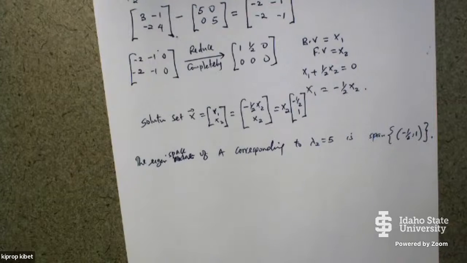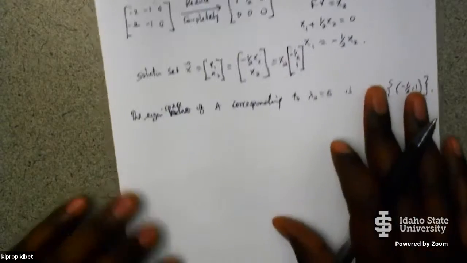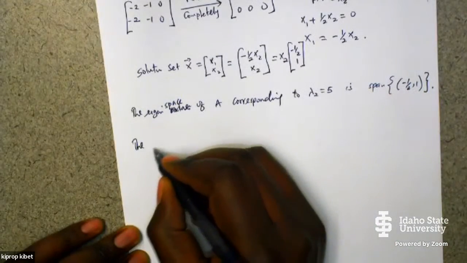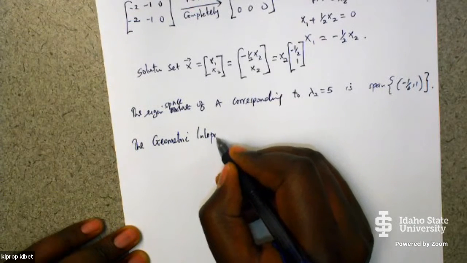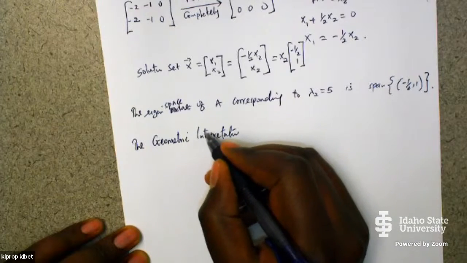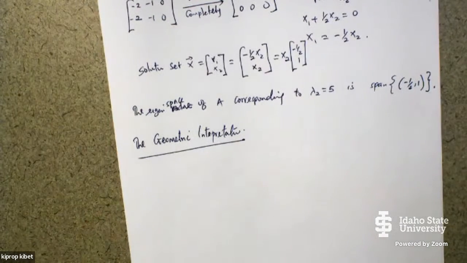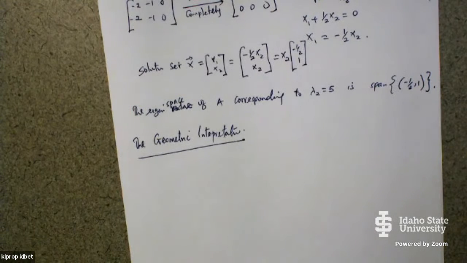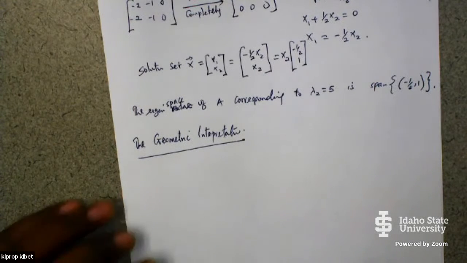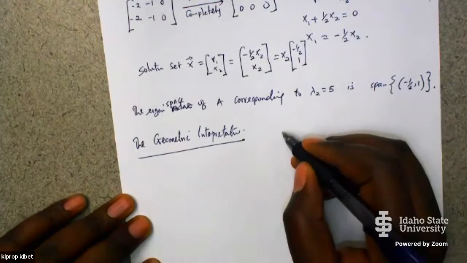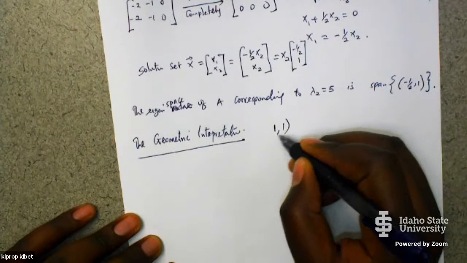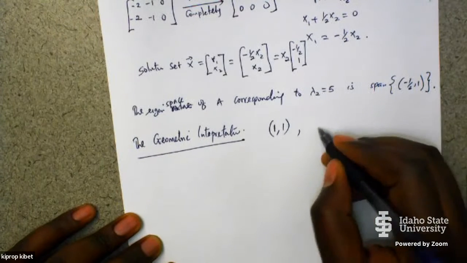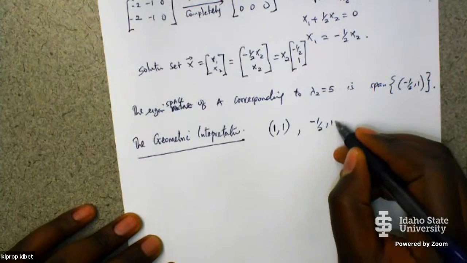Now, how can we plot this geometrically? Let's look at the geometric interpretation of this. Here we have our eigenvalues as 1, with eigenspaces 1 and 1, and we also have -1/2 and 1.